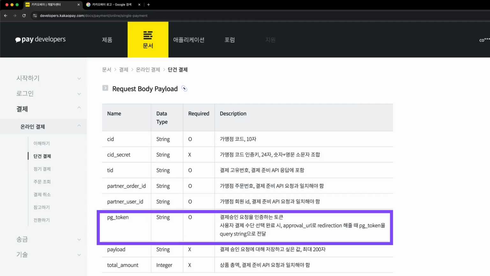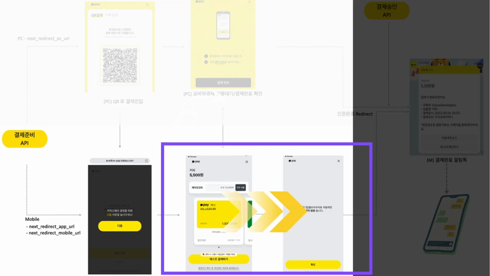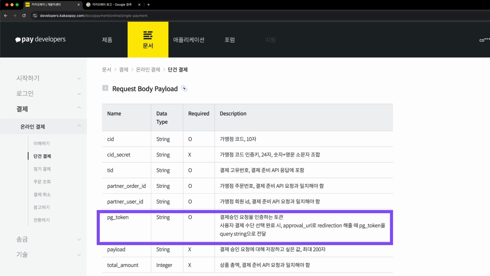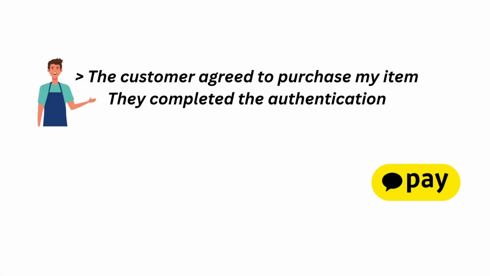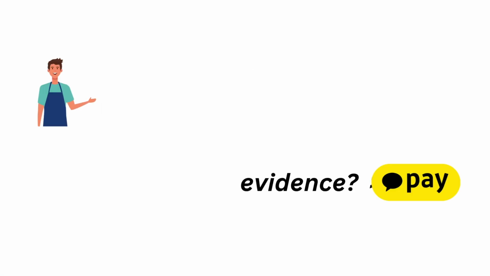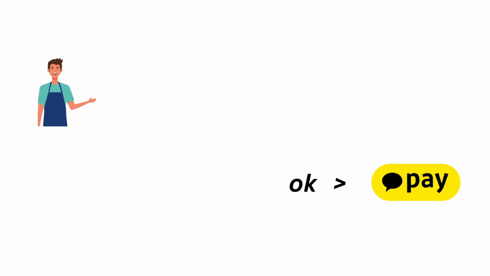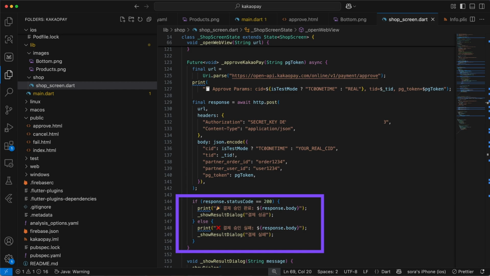After the user selects their payment method and completes the step on the KakaoPay page, it navigates to the next page, right? At that point, the PG_token and the return URL get attached to the URL. You can think of the PG_token as a kind of payment session or token. So we send this token to KakaoPay via an API call. To put it simply, my customer has completed the authentication, and this PG_token is the proof of that. Once we pass that to KakaoPay, we'll get the final payment result back, right here at line 144. That concludes the KakaoPay flow.